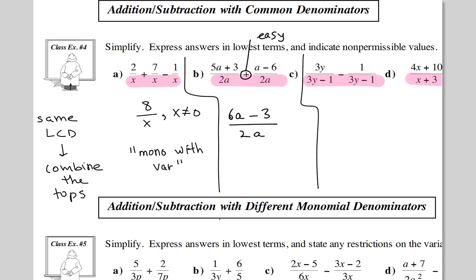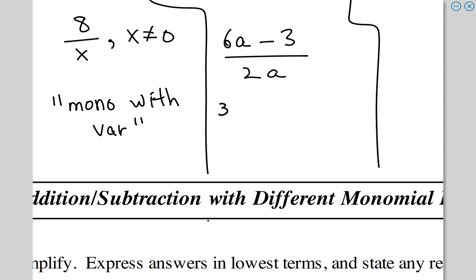Three's prime. What's the factors of 3? 1 and 3. So nothing will cancel, but you still could do some work in the top to make it cuter. What could you do? Take out a 3, and you get 2a minus 1 all over 2a. You're right. Nothing canceled, but you can still make it look cuter. Comma, a is not allowed to be 0. Good.